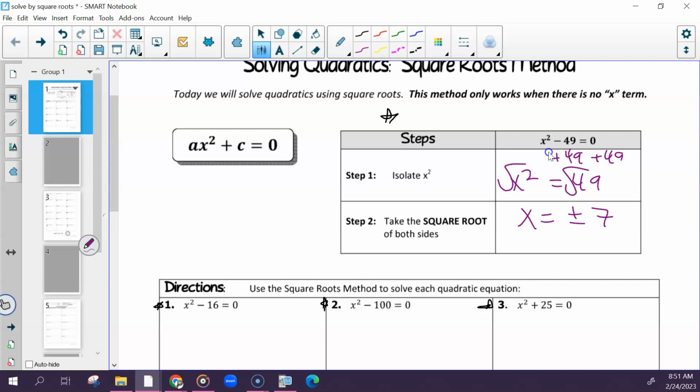Because positive 7 times positive 7 would give us 49, but negative 7 times negative 7 would also give us 49. So you have to deal with both. If you miss one, you're going to be missing answers. But that's not the final way to write our answer. We're going to write it in set notation, which is with curly brackets. So you write it one of 2 ways. Just how we have it up here, or you can separate it. If you separate it, it has to be least to greatest.